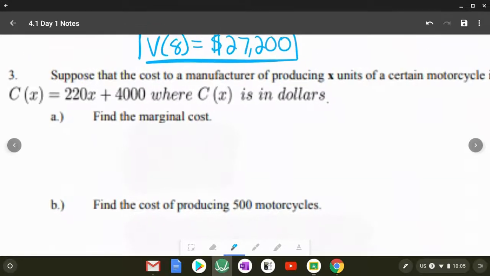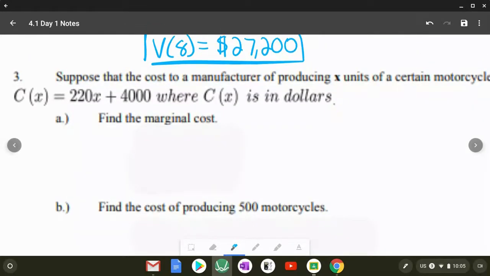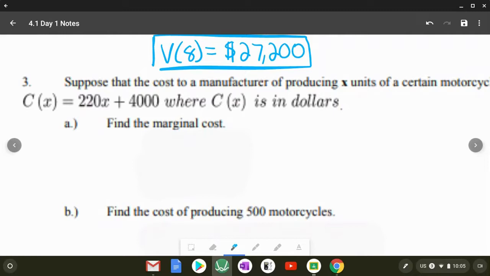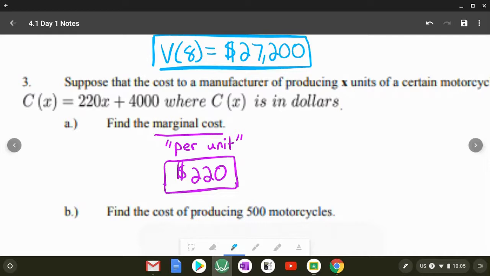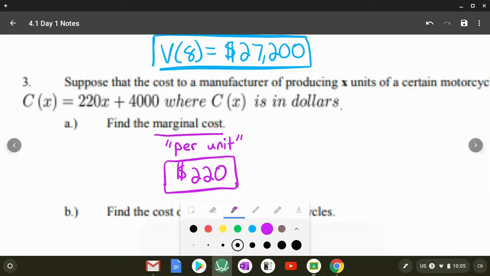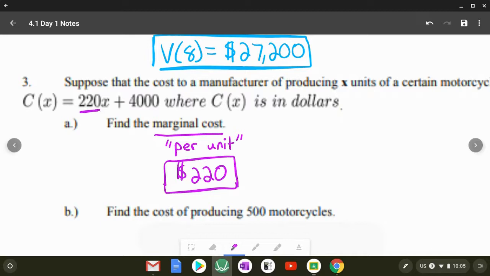So now, if we go ahead and continue, hopefully you tried it. It's asking to find the marginal cost. Now again, if we looked on the front page, we already talked about what the marginal cost is. The marginal cost is essentially the slope, right? It's the value per unit. So if we just look at our function here, we can tell that the slope is $220 per motorcycle in this case.